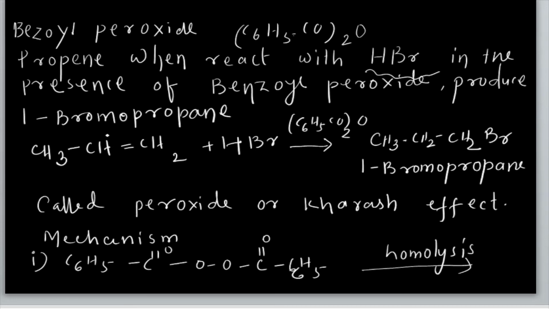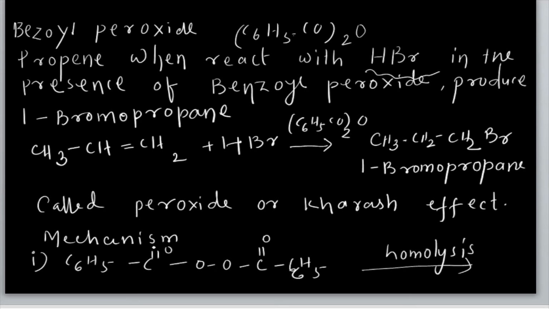So very important: benzoyl peroxide with HBr. Now see, this is propene, HBr, benzoyl peroxide, and it gives 1-bromopropane. This is the product. Then what is the mechanism? It is called the peroxide or Kharasch effect, after the scientist Kharasch, and since benzoyl peroxide is used, it is called the peroxide effect.